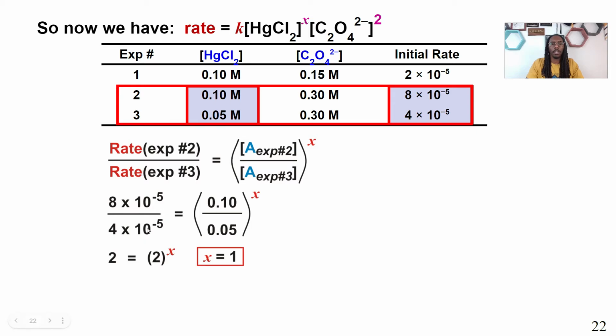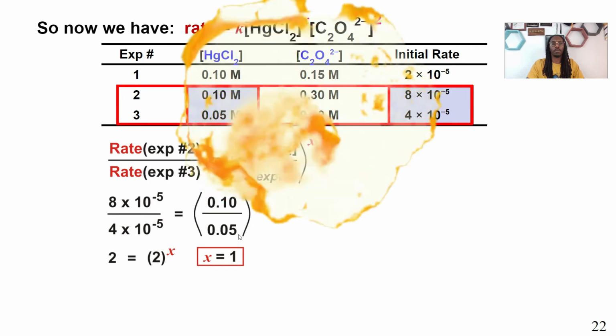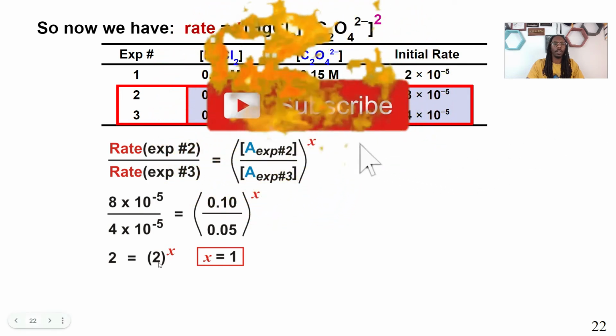All right, so we got that set away. And then we're going to look at the concentration here. That's going to be 0.1 divided by 0.05, and once again, that's raised to x. So we're going to do some division here, right? And this is going to give me 2. And then 0.1 divided by 0.05 will give me 2 as well.